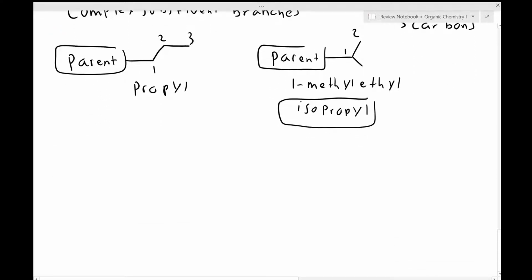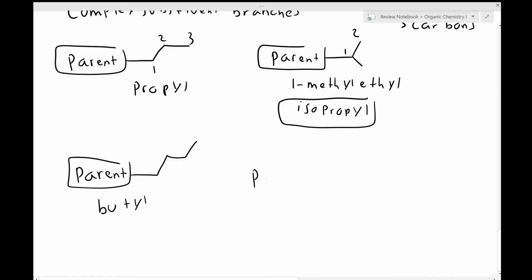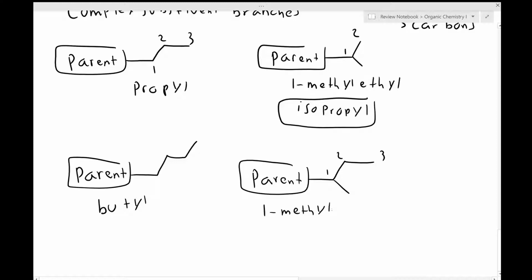So that's 1. If we have our parent again, and now we had 4 carbons, 1, 2, 3, 4, it's butyl. Then we show 1, 2, 3, and we have 4 again. It would be a 1-methylpropyl, kind of see that relationship here. But it's also a sec-butyl.